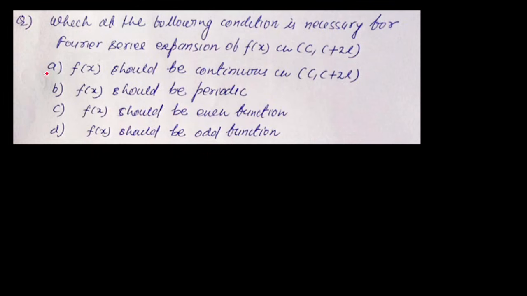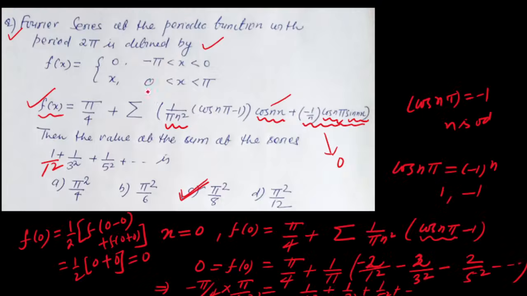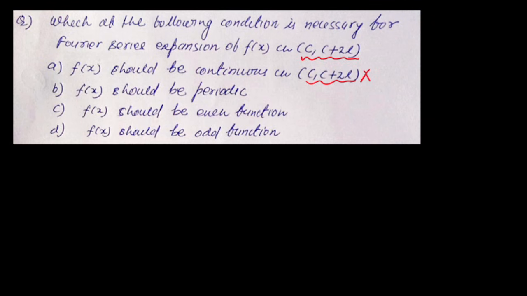Now this is a memory based question: which of the following conditions is necessary for the Fourier series expansion of f(x) in the interval c to c plus 2l? So f(x) would be continuous in c to c plus 2l. This is not a necessary condition, because we just have seen in this example that the function is not continuous. Still we can talk about its Fourier series. Function should be periodic, so this is one of the requirements. So this is the correct option.